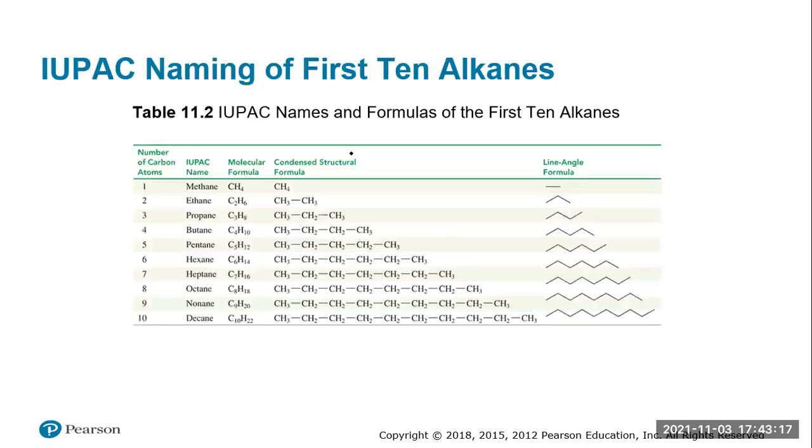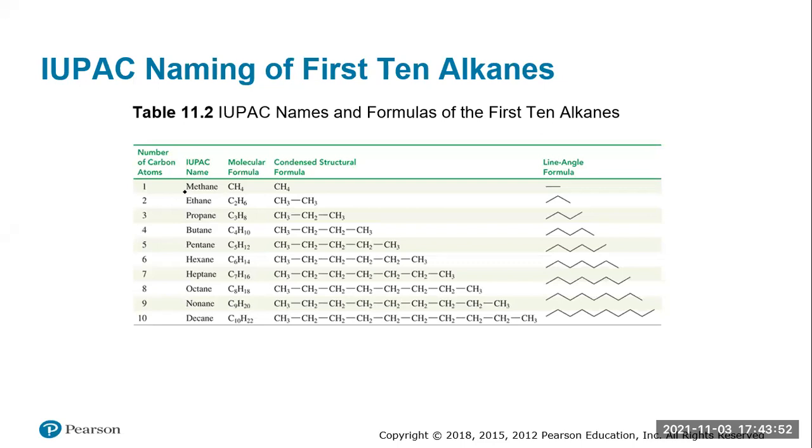Okay, so maybe, there it is. Here is a table, I think, from your book. If you want to do pretty well in organic chemistry, the faster that you know these first 10 alkanes, both the formula and the names, the much easier it is to go about naming everything.